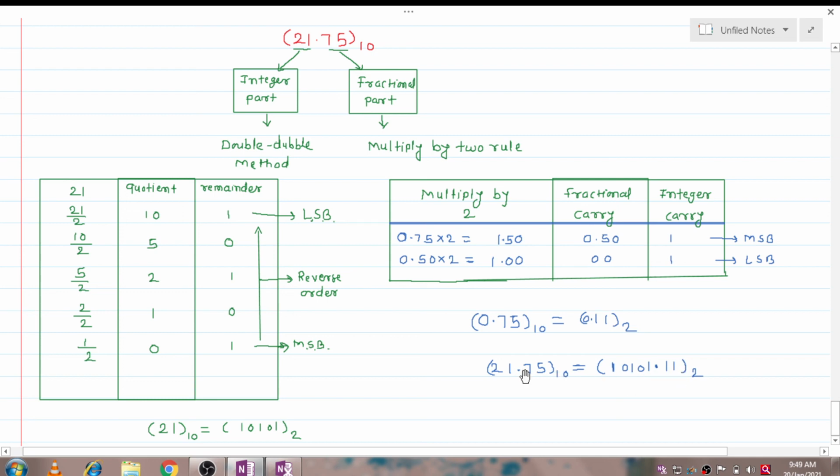So in total, the decimal number 21.75 is converted into a binary number, which becomes 10101.11. This is the binary point.